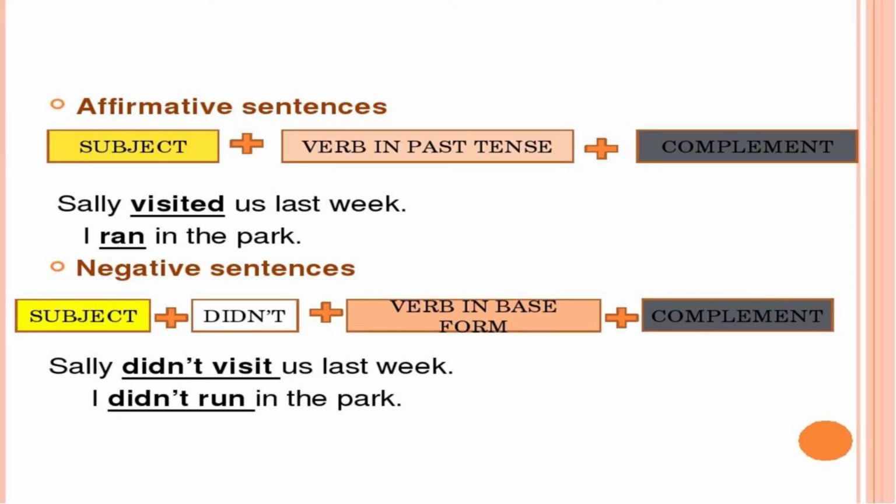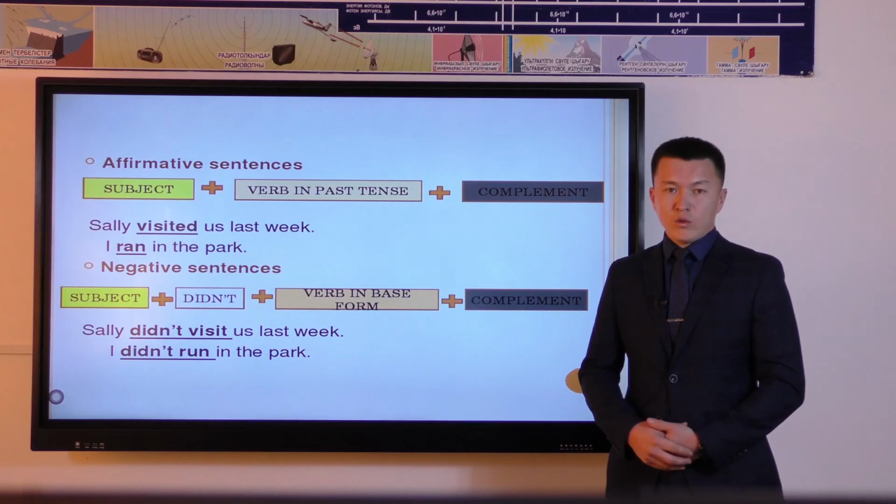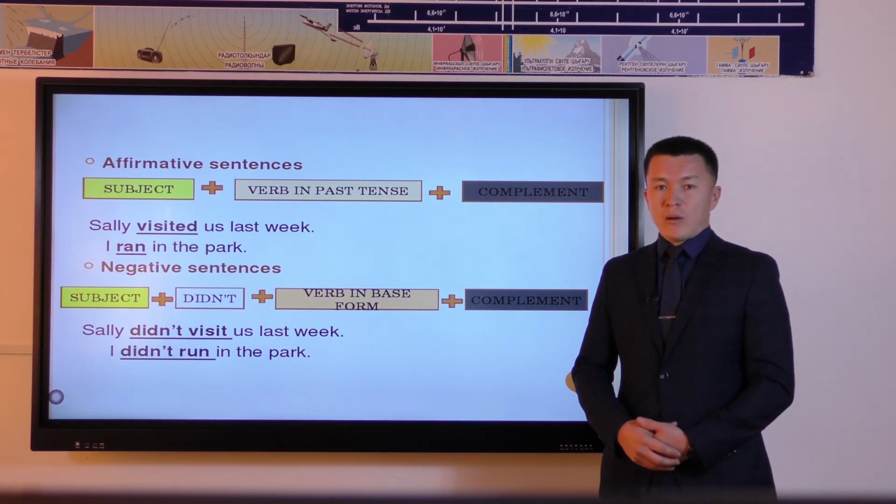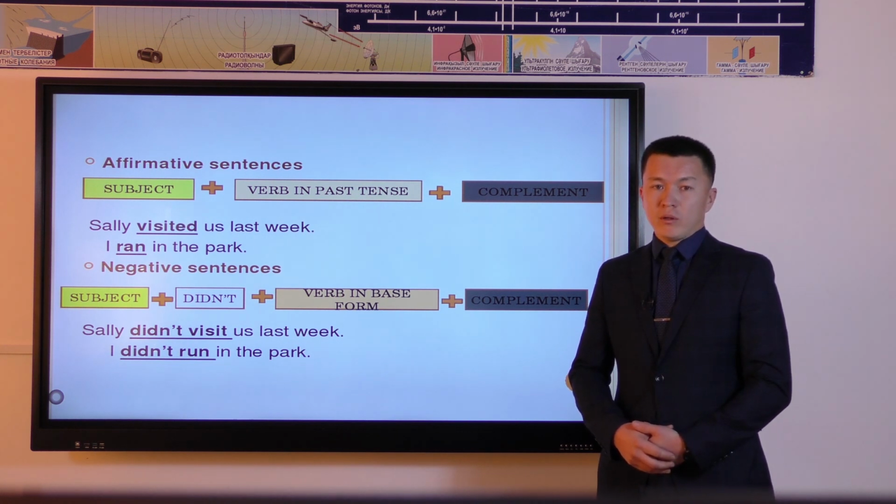According to the grammar, let's talk about affirmative sentences. How do we make them? We start with subject plus verb in the past tense and complement. For example, Sally visited us last week, or I ran in the park.